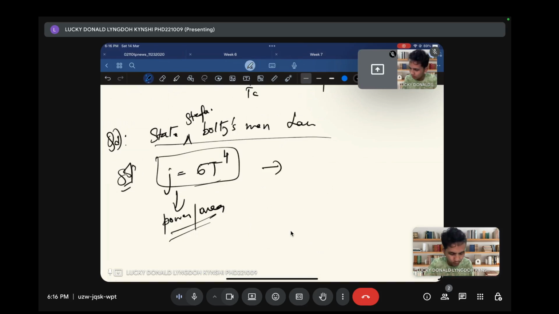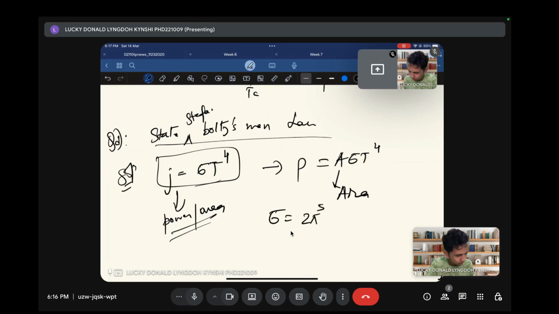Or you can write, for an area A, since this is per unit area, power equal to A sigma T to the power 4, where A is an area and sigma equal to 2 pi to the power 5 k to the power 4 by 15 c square h cube, which is equal to 5.67 times 10 to the power minus 8 watt per meter square Kelvin to the fourth.